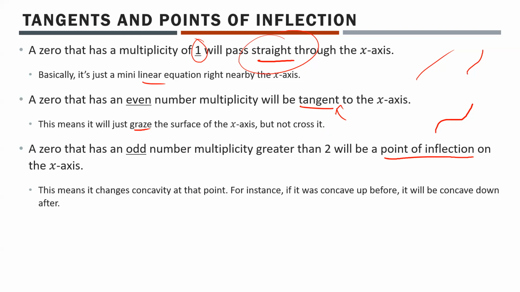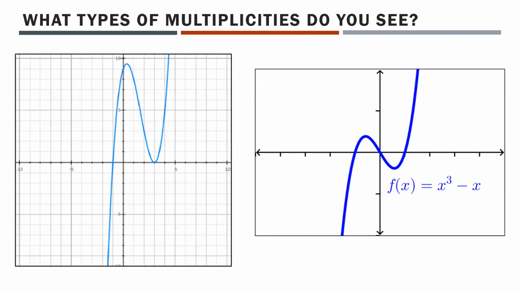Anyway, we'll get some actual look at this here. First of all, what types of multiplicities do you see in this one? Well, this is the exact same graph we had before, so you can probably tell that this is going to be a multiplicity of 1 because it passes straight through, and this one has a multiplicity of 2 because it forms like a little mini quadratic.